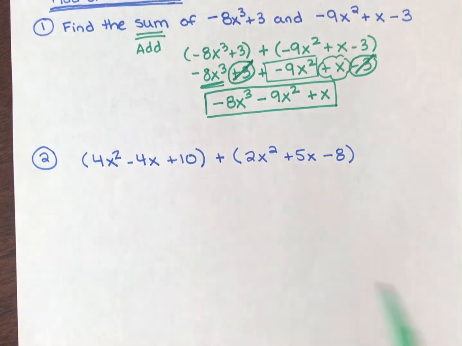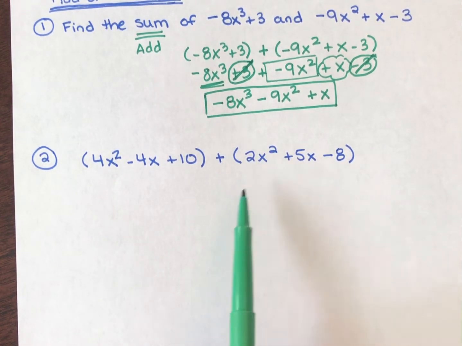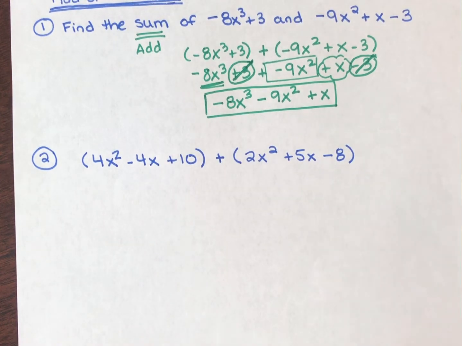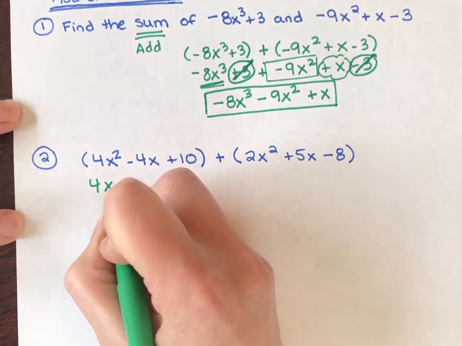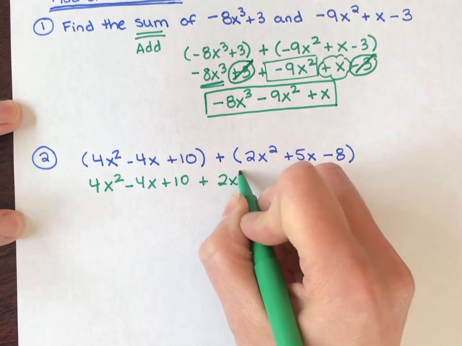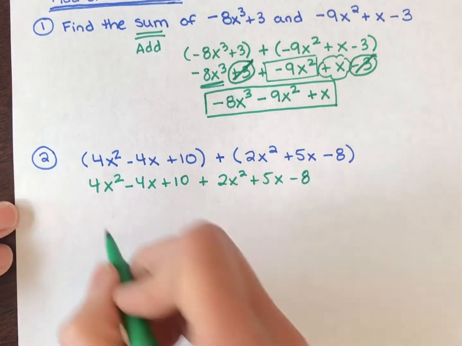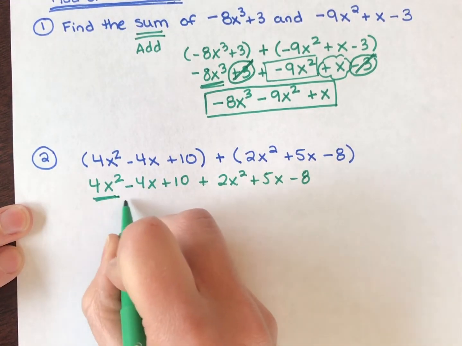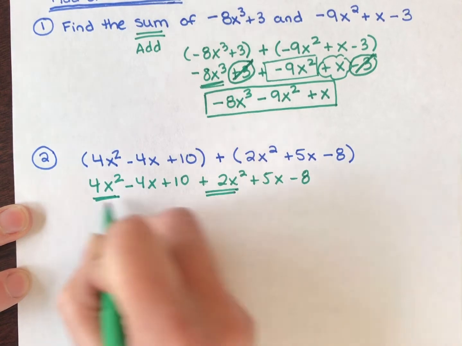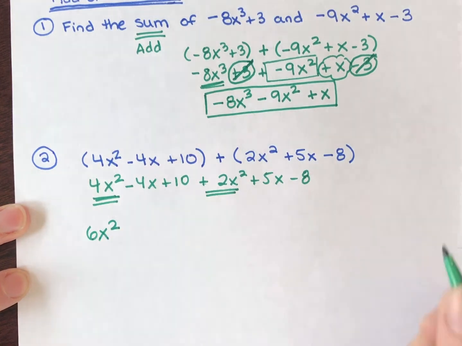It could also just be written as, here's a polynomial plus another polynomial: 4x to the second minus 4x plus 10 plus 2x to the second plus 5x minus 8. Again, you can pretend that those parentheses are not there because we're adding. So this is just 4x to the second minus 4x plus 10 plus 2x to the second plus 5x minus 8. I can go through and combine like terms. I have a 4x to the second and a positive 2x to the second, so that gives me a positive 6x to the second.